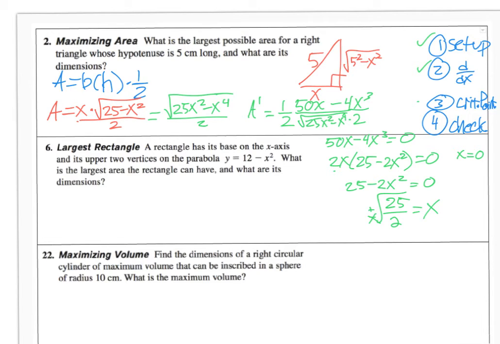Okay, then I've got to look at my undefined places. That's what would make the bottom 0. So we've got 4 square root's 25x squared minus x to the 4th. I lost a 5 in there.